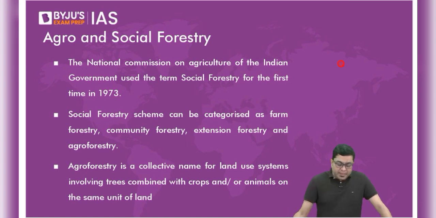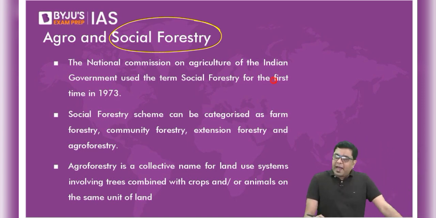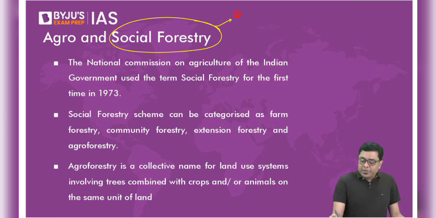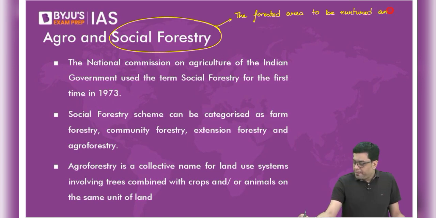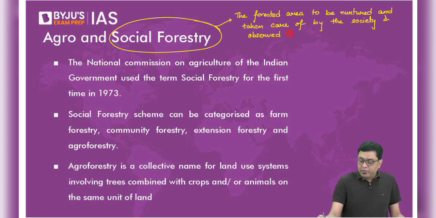Now, the meaning of social forestry is what? It is a kind of forest land which is created within the society and has to be taken care of by the society and by the local community. So the forest reserve or the forested area is to be nurtured and taken care of by the society and observed around settlements.